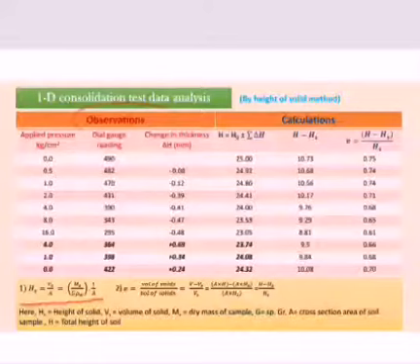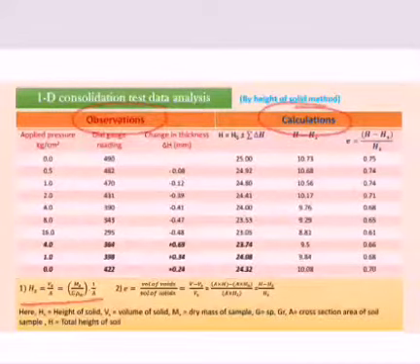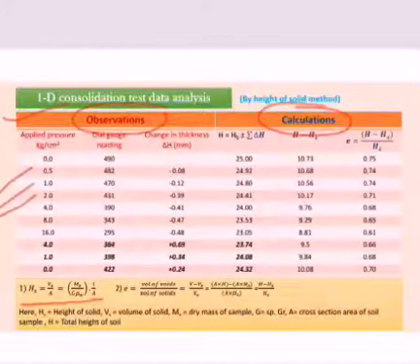This part is the observation part, and this part is the calculation part. The observation part is generally what we record during the progression of the test. Here we can see in column 1 the applied load. The applied load was initially 0, after that 0.5, 1, 2, 4, 8, 16, up to 16.